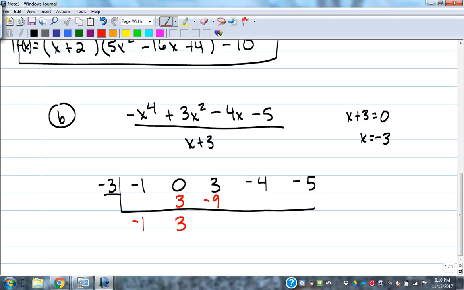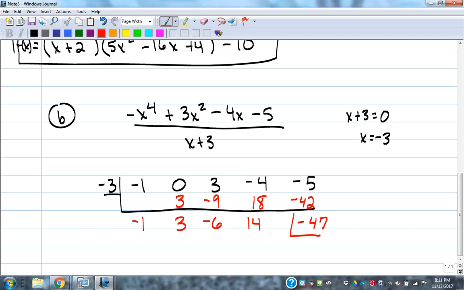Multiply. Add. Multiply. Add. Multiply. 3 times 14 is 42. Negative. Remainder: negative 47. I usually just box in that remainder because it helps me keep it organized. I always box in that remainder.